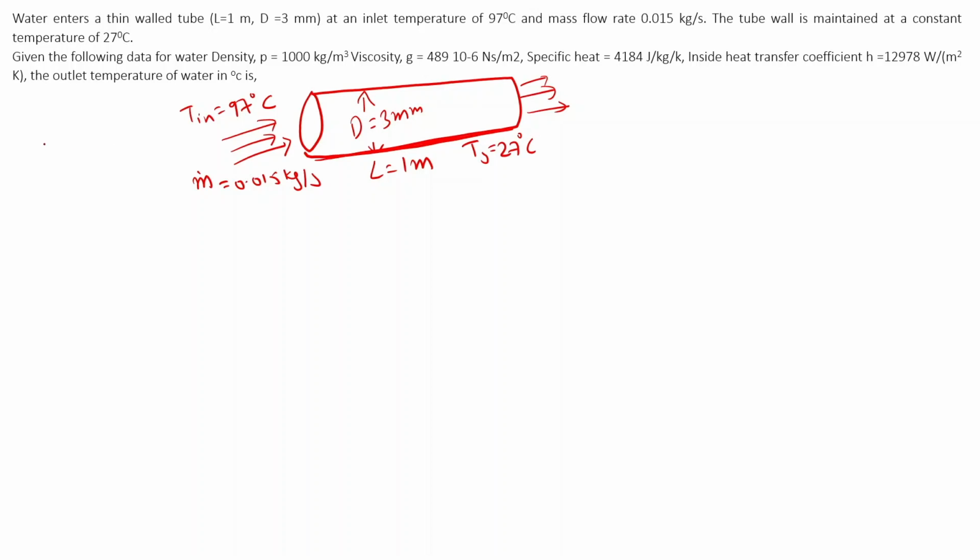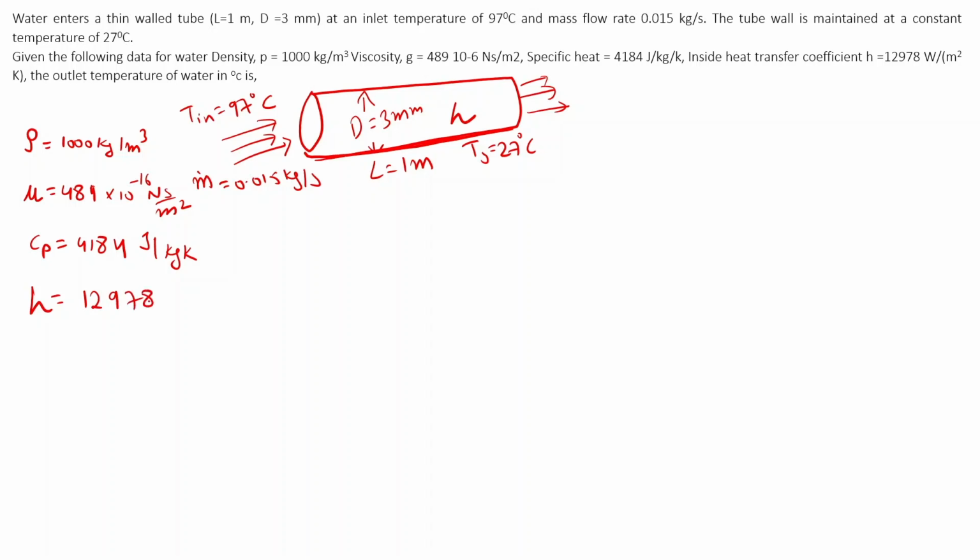And we have been given a few of the properties. Rho is equal to 1000 kg per meter cube. Viscosity is equal to 489 times 10 raised to minus 6 Newton second per meter square. Specific heat is given as 4184 joule per kg Kelvin, and the inside heat transfer coefficient h is given as 1298. Okay, and the outlet temperature we have to find.